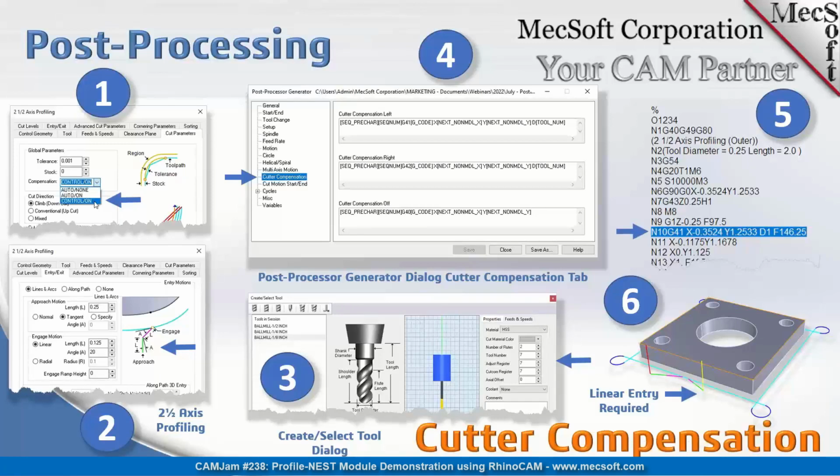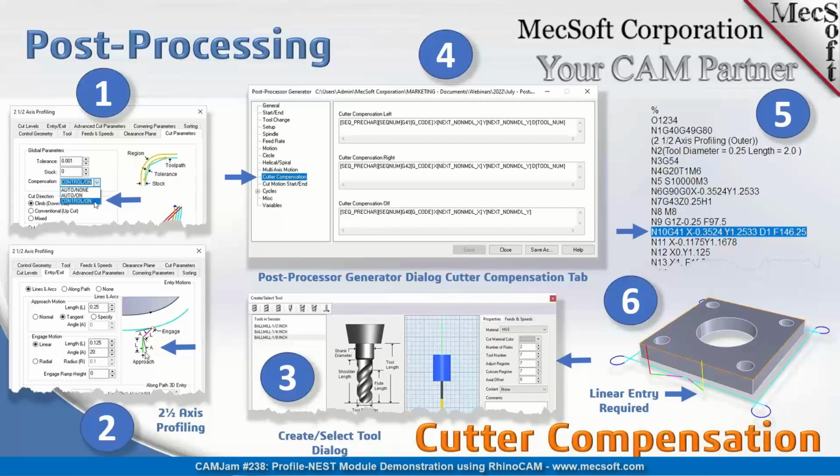enable cutter compensation to be posted. That just enables it. So another thing you need to make sure is compensation will only be outputted if you have a linear entry. So you need to go to your entry and exit tab, check your entry motion. This says entry motion at the top. There's a number of options you can do here. You need to set it to linear lines and arcs, and make sure the approach motion and the engage motion are set to linear.